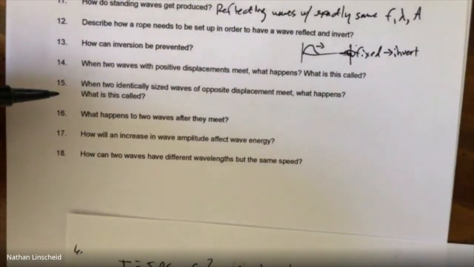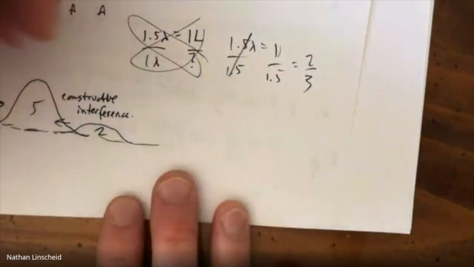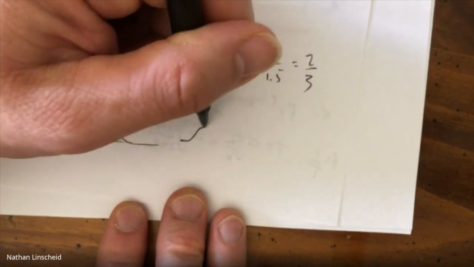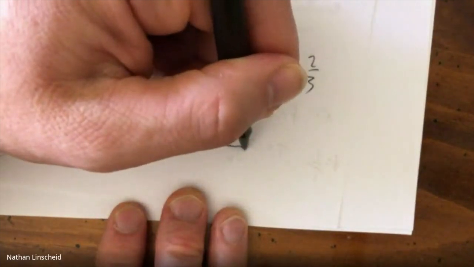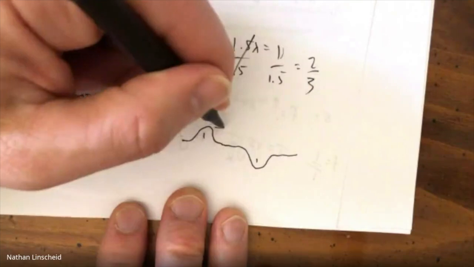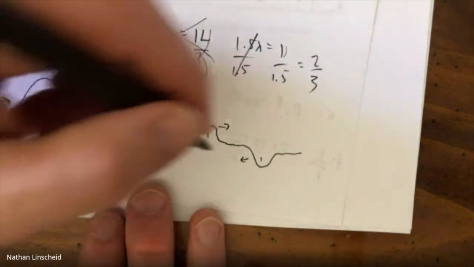All right. When 2 identically sized waves of opposite displacement meet, what happens? So now we're saying, what if the waves are exactly the same size, but let's say one is inverted in relationship to the other? So here I've got an upward pulse, let's say a pulse of 1, a height of 1. And here I've got a downward pulse, also a height of 1. And this is traveling this direction, and this is traveling this direction. Well, what's going to happen when they exactly meet?